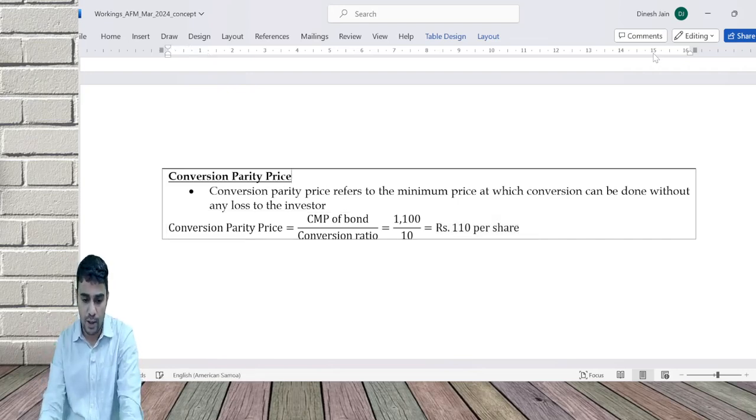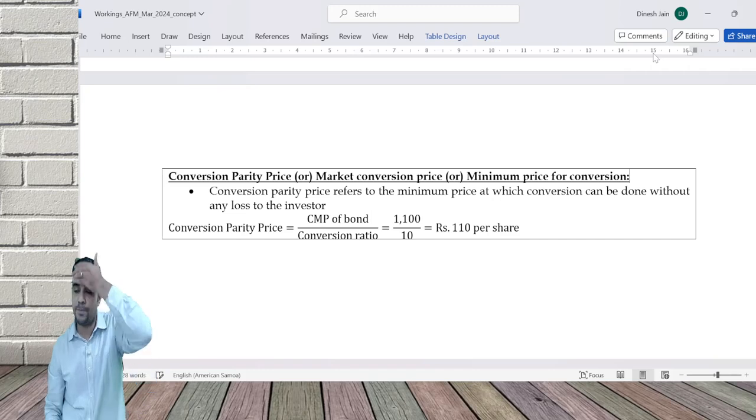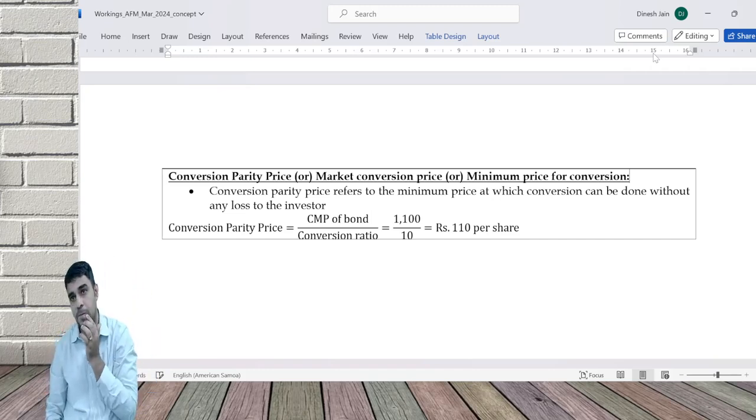This can also be called market conversion price or minimum price for conversion. My only request is understand each of the terms properly so that you need not memorize any of the formulas. Understand each of the terms properly so that you have clarity on every term here.